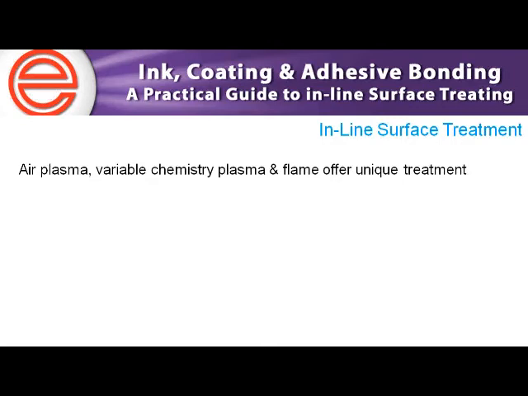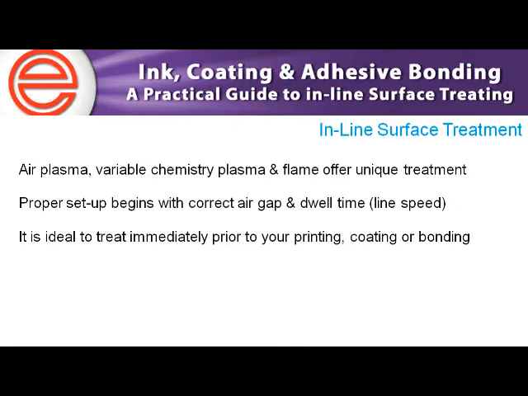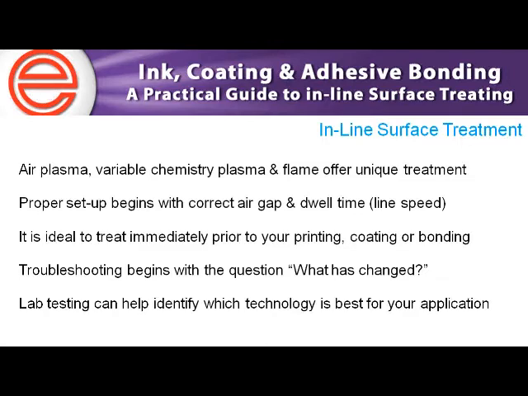There are three different types of atmospheric plasma: air plasma, variable chemistry plasma, and flame. Of course, proper setup begins with the correct air gap and dwell time, and of course that translates to line speed. It's always ideal to treat immediately prior to your printing, coating, bonding, labeling, painting, whatever application you're working with. If you are experiencing some troubles, always begin with the question, what has changed? And lab testing is available to help identify which technology will be best for your application.